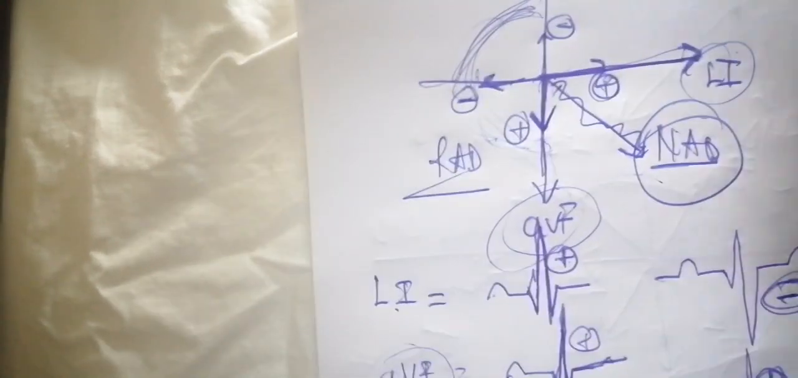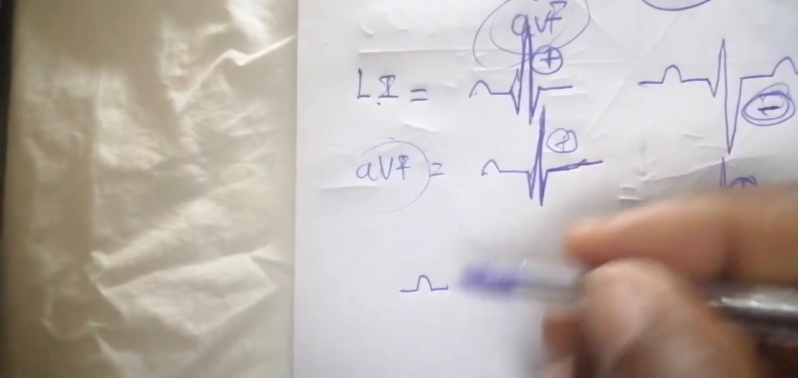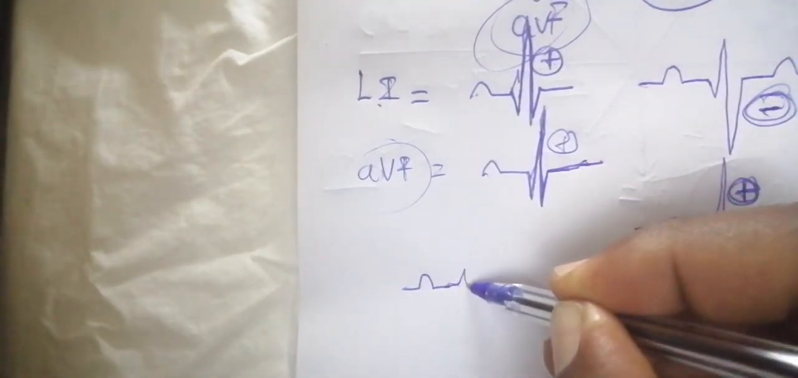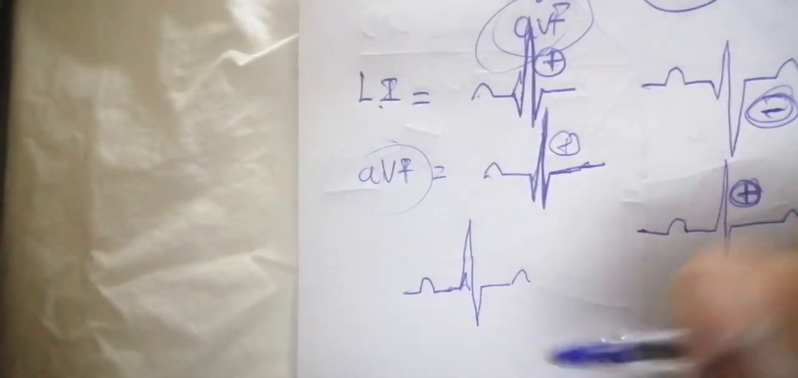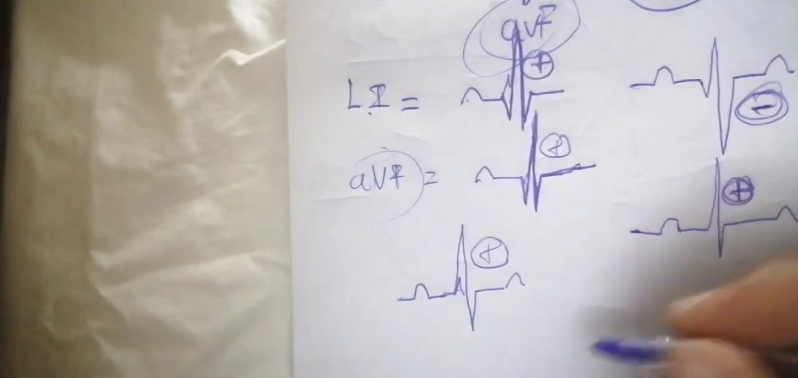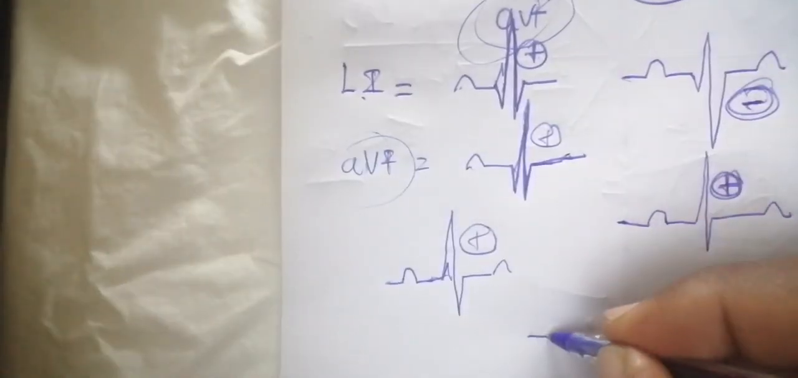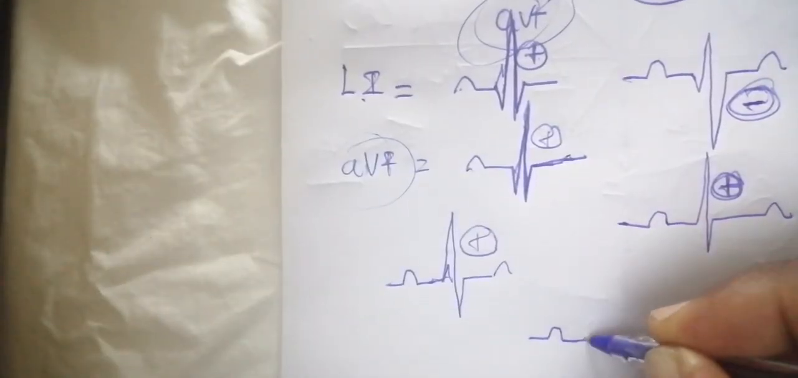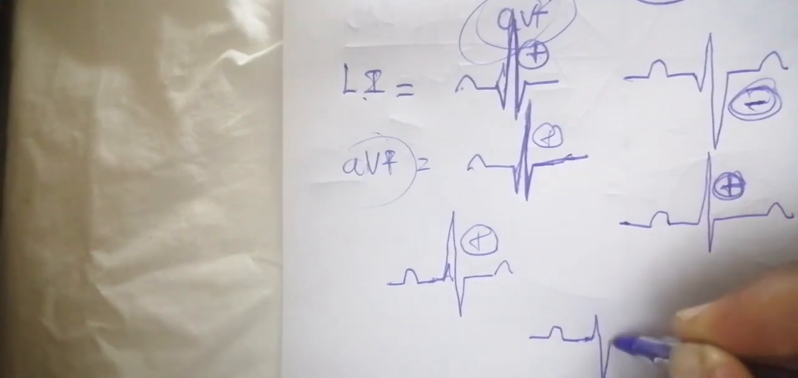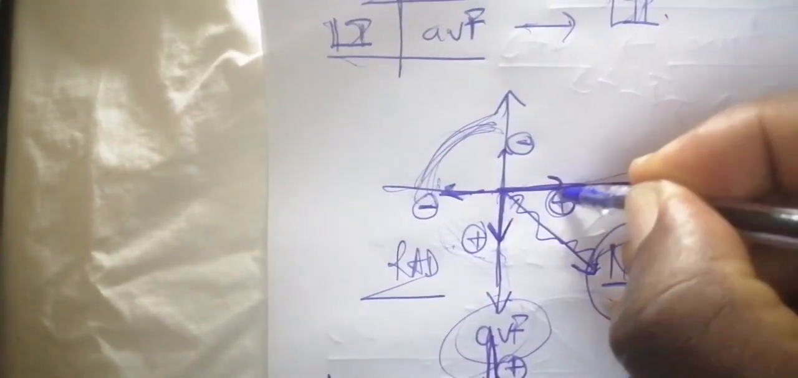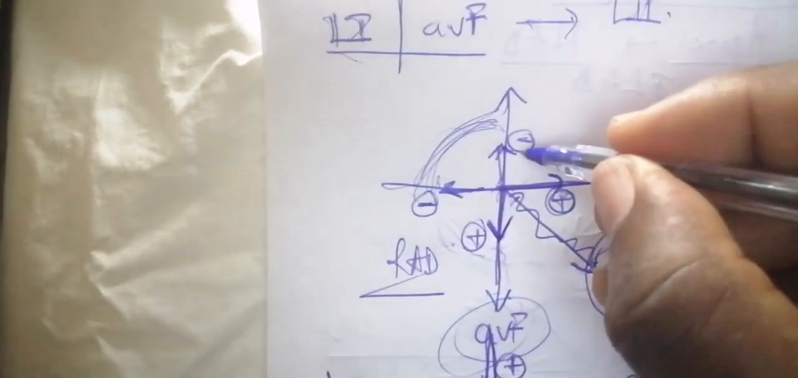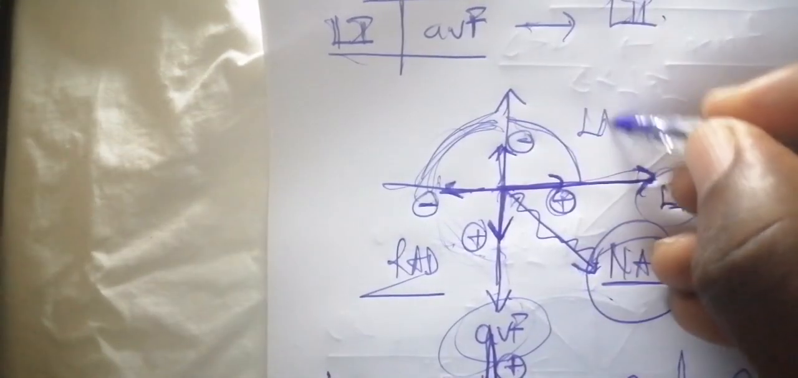Now, lastly, let's say that you have a wave like this on limb lead 1. Are you understanding? A predominantly positive wave on limb lead 1, and on limb lead AVF, you have instead a wave as such, predominantly negative. So if you have a predominantly positive wave on limb lead 1 and a predominantly negative wave on AVF, it is going to correspond to here and here. Is it clear? So here is going to be a left axis deviation.